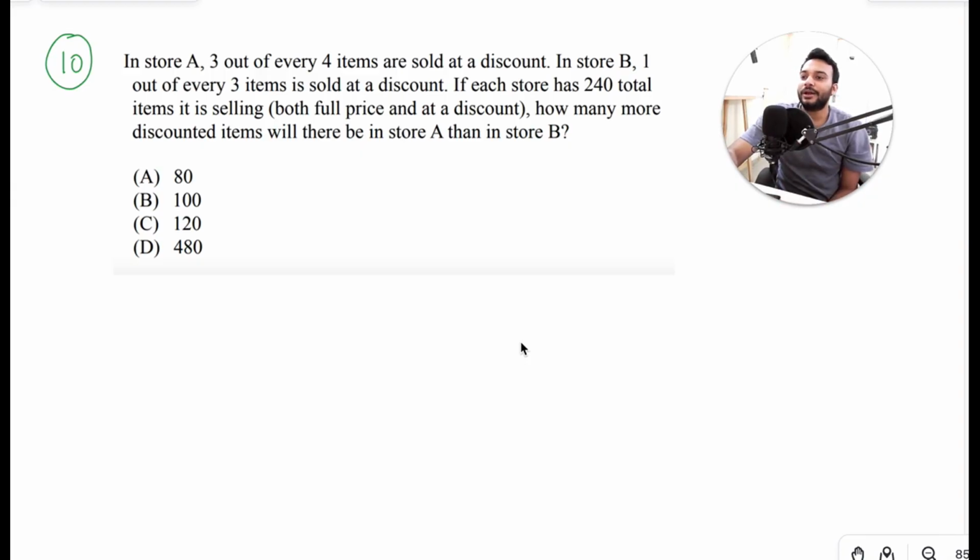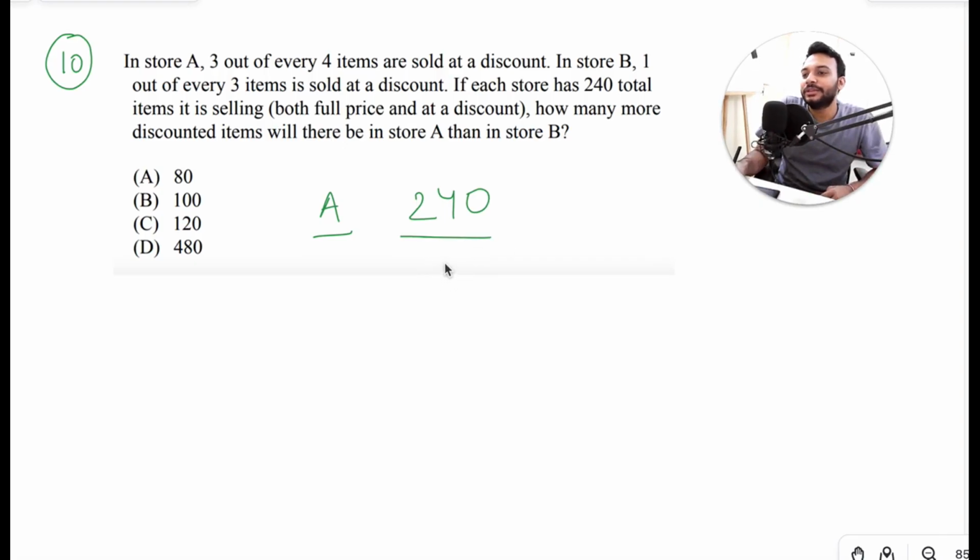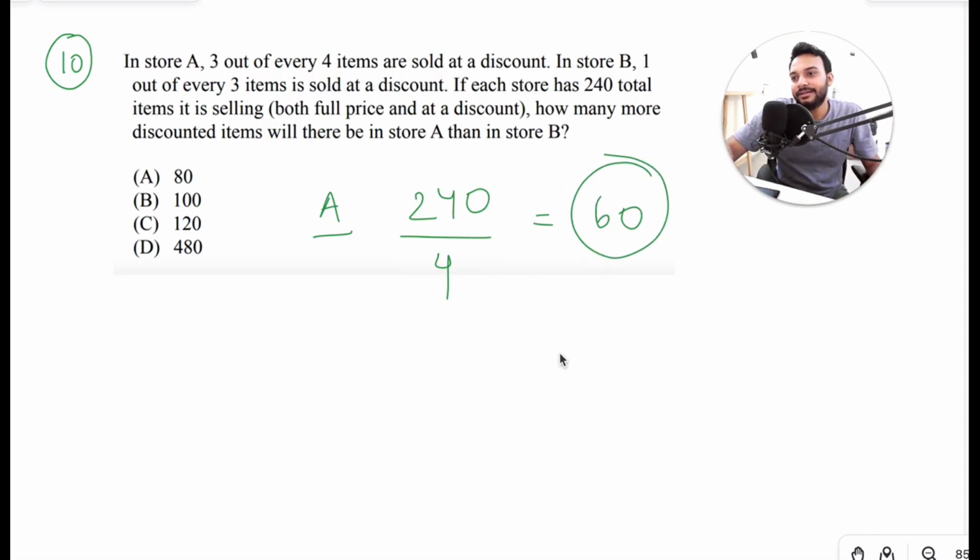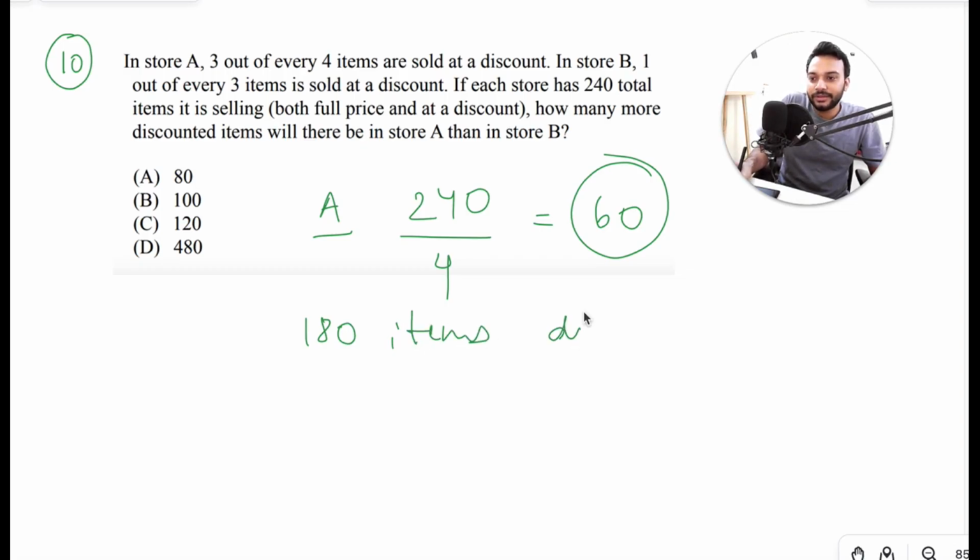In store B, 1 of every 3 is sold at a discount. That means 2 out of 3 are sold at full price. So each store has 240 total. For store A, 240 total. Divide the 240 by 4. How many 4-item chunks can be made? 60 four-item chunks can be made. In every chunk, 3 items are sold at a discount. So 3 times 60, or 180 items are discounted, and 60 items, which is 240 minus 180, at full price.